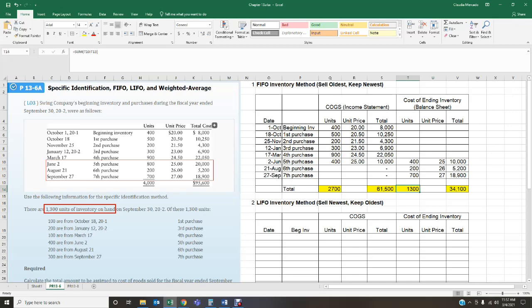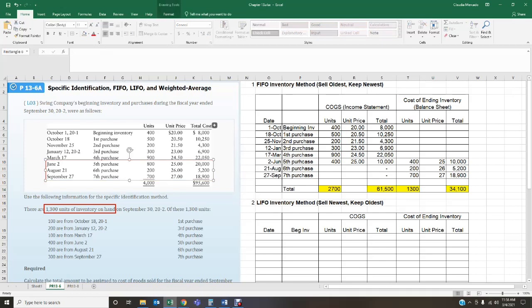Now, we're going to apply the same logic, but now we're going to apply it to LIFO. Once again, we're going to stay with 1,300 units. But now using LIFO, LIFO stands for last in, first out. I'm going to sell my newest units and I'm going to keep my oldest units. So now what I'm keeping are my oldest units.